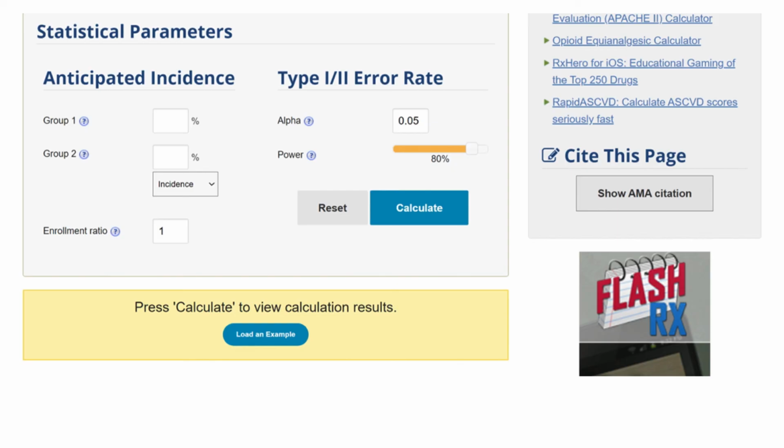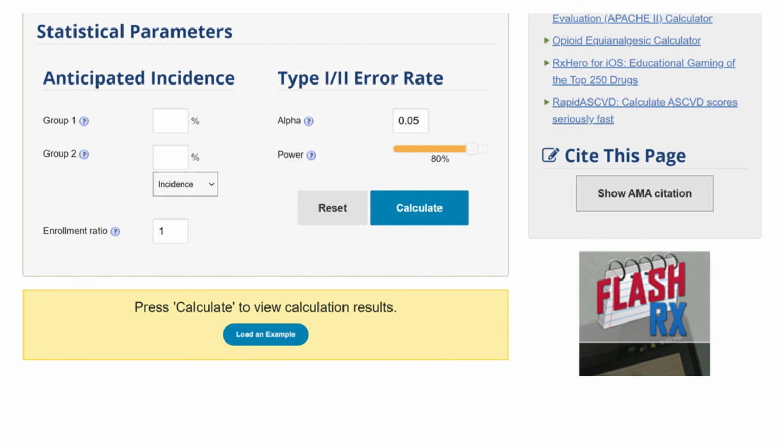And this is important in this next stage. So you can see here on the left, it says anticipated incidence. And that's because we chose the dichotomous variable outcome. So what you see here is that it tells you what's the anticipated incidence in group 1 and in group 2. And then it calculates the expected effect size from these two variables. The enrollment ratio is basically how many people are going to enter the control and the intervention group. So 1-1, that's how it works.